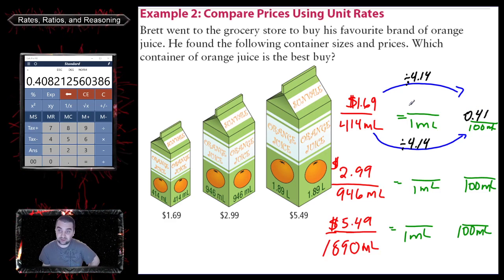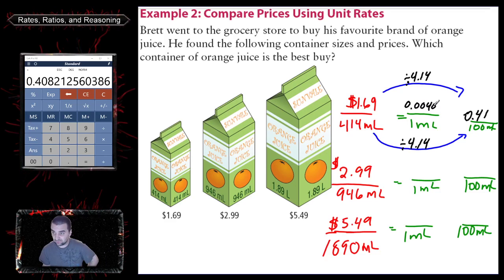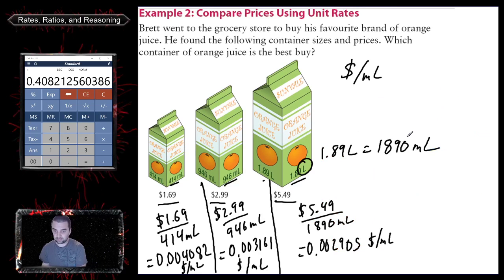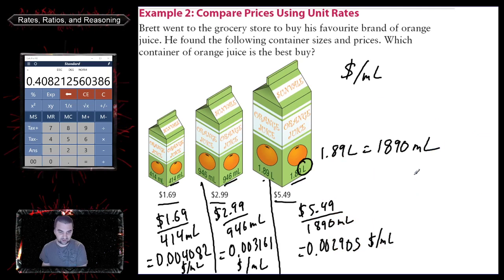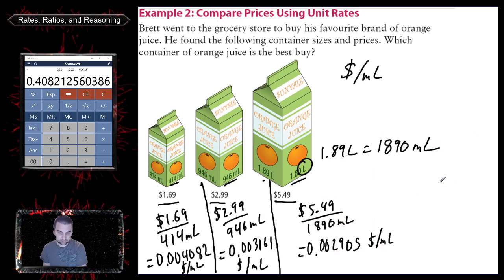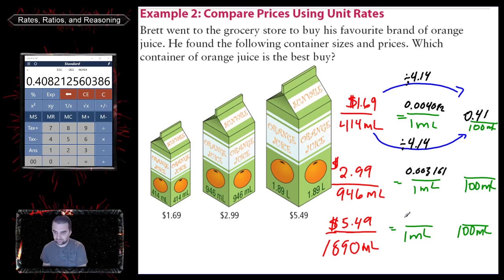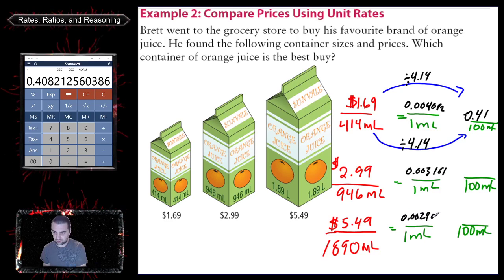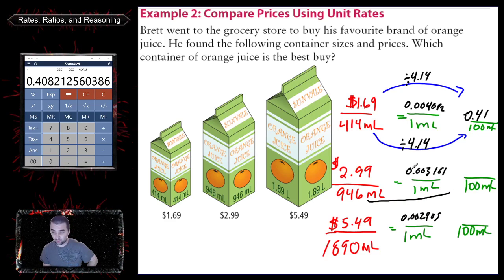That's a whole lot nicer than what we had before, which was like 0.00408. I don't know. Let's go back. What was it? Yeah, that's what it was, 0.00482. So you can kind of see where the other ones are going to go. 0.003161 and 0.002905. So if I look at these ones, I divide by 9.46, I get 100.